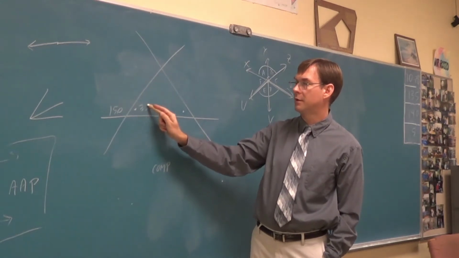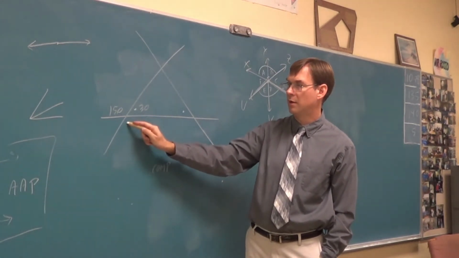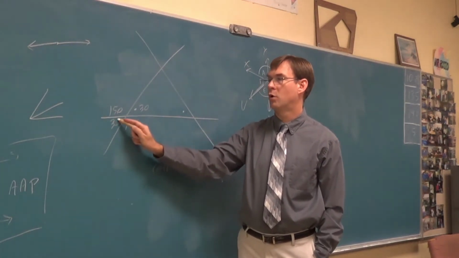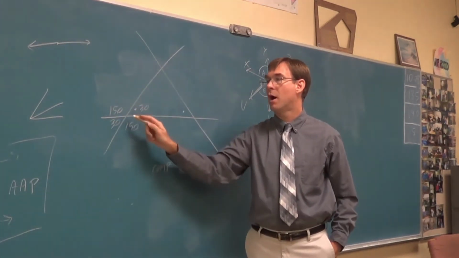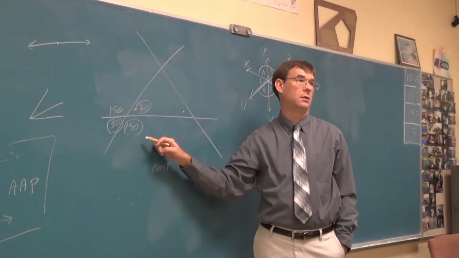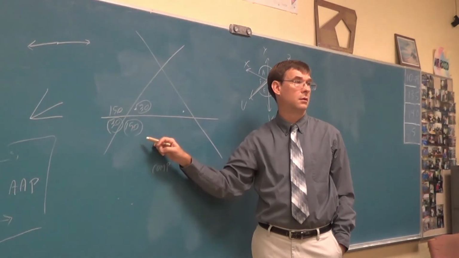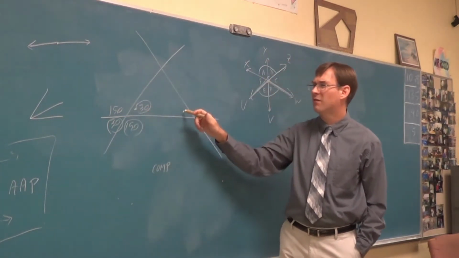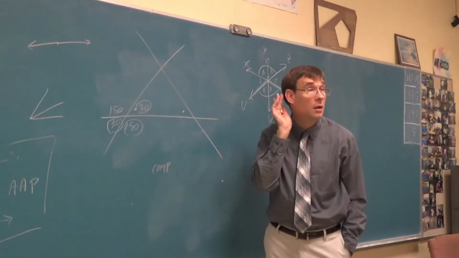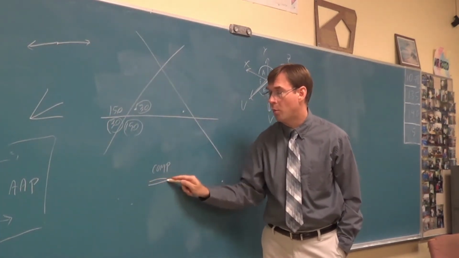30. 30. Who's this one? 150. Who's this one? 30. And we'll call it timeout. Does anybody not understand how we can create those out of the 150? Then what was the length from here to here? 90. Yeah, because they were complementary.